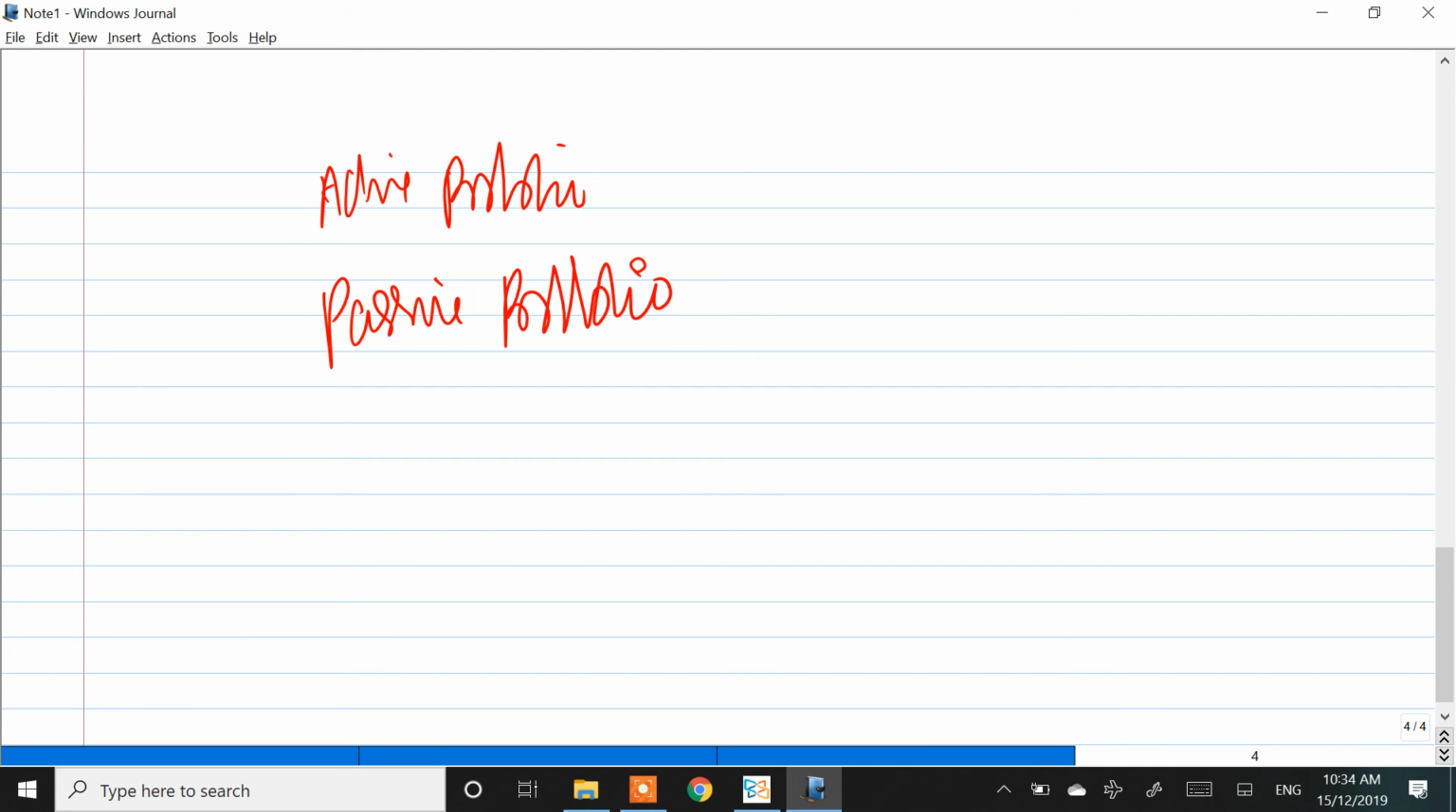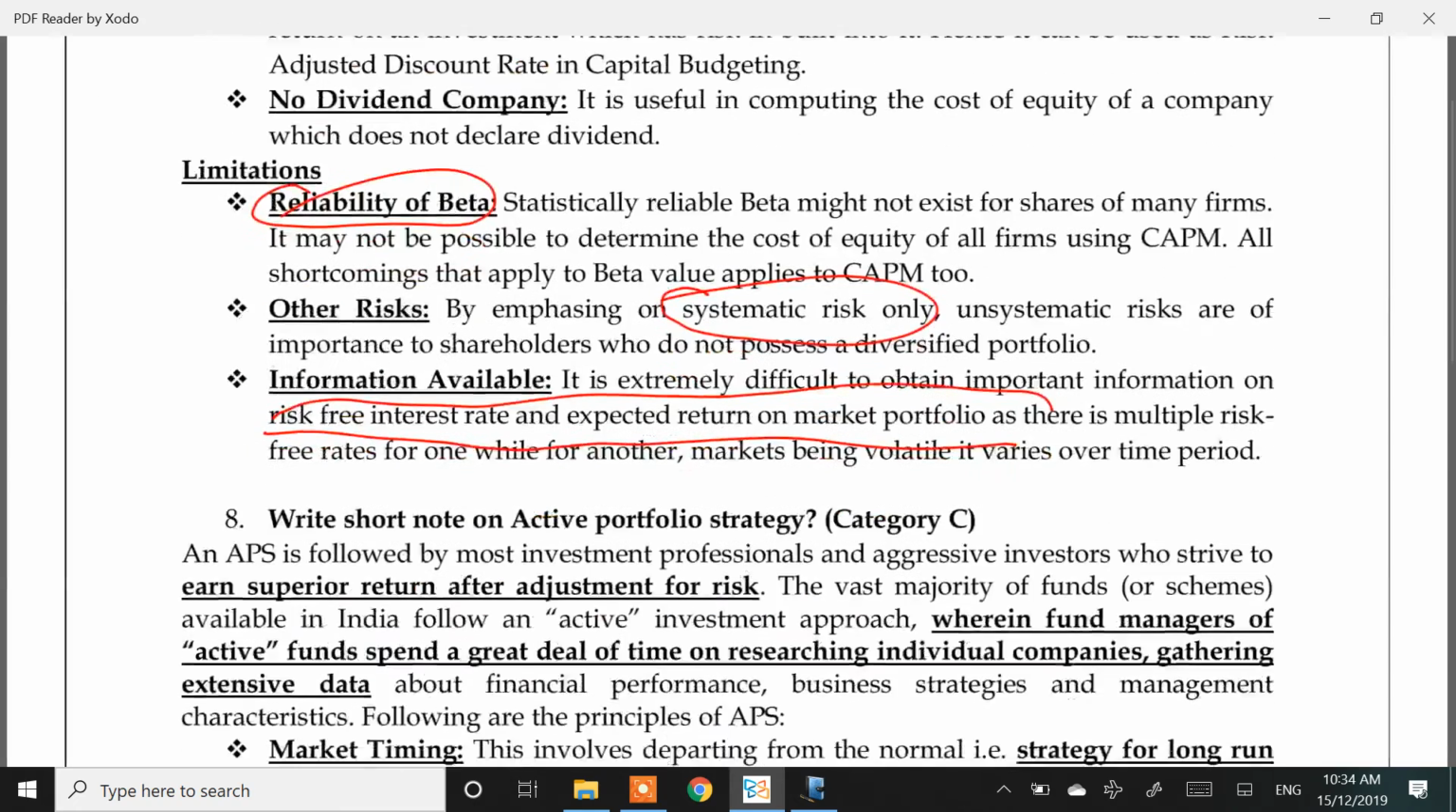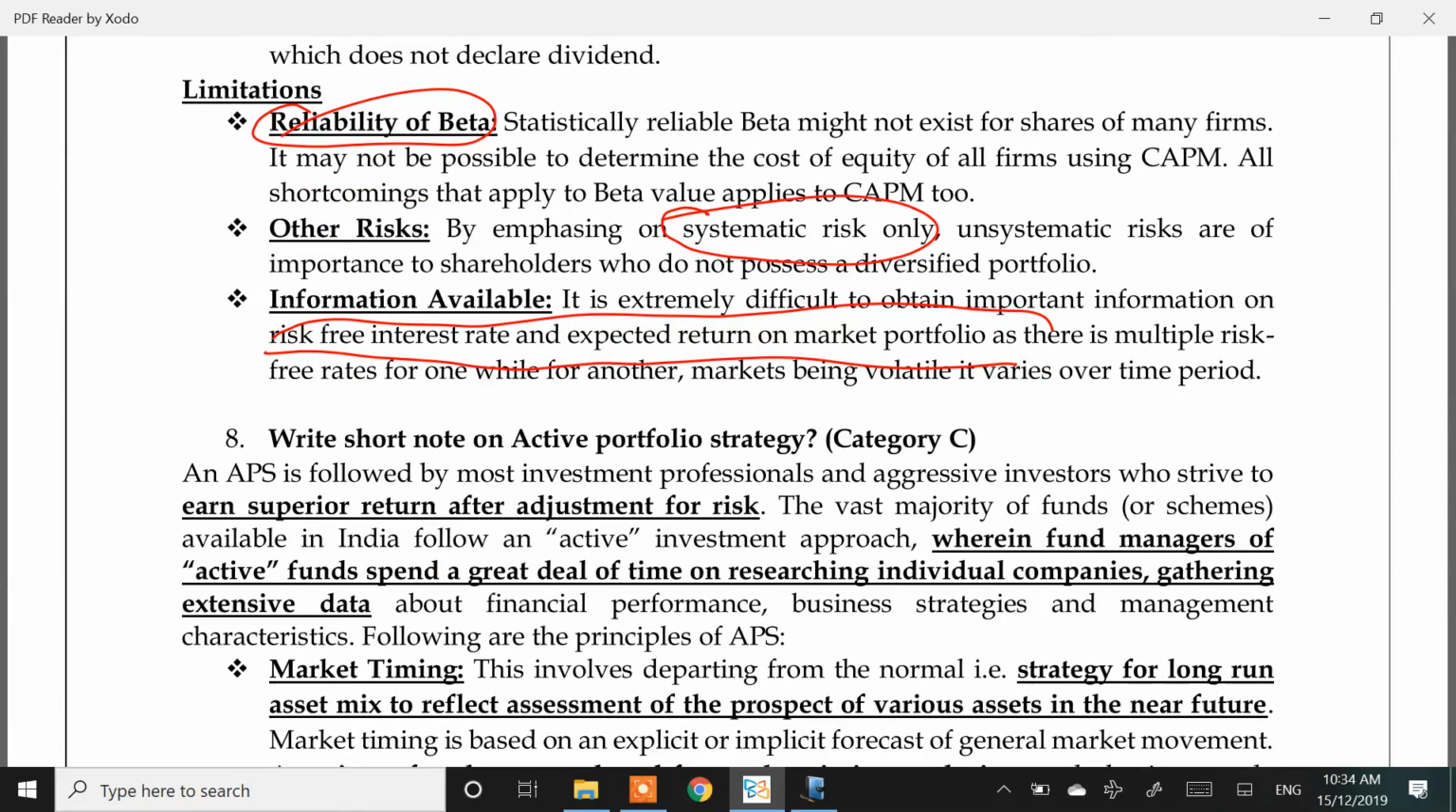Active portfolio strategy is normally adopted by aggressive investors who want to earn a superior return. They want to earn more return. They want to generate a positive alpha. Those set of people would try to follow an active portfolio strategy. Now, active portfolio strategy is normally followed by a lot of mutual funds and schemes where they will continuously do an analysis of the financial performance, business strategy, management characteristics.